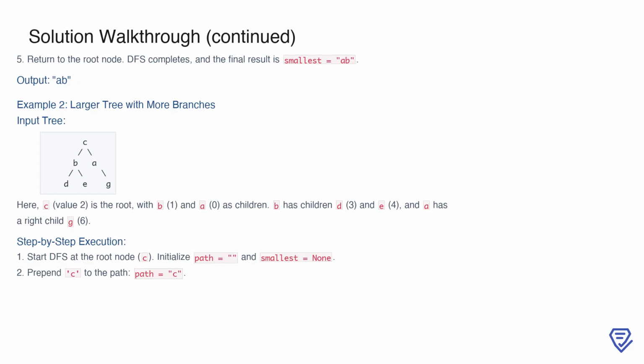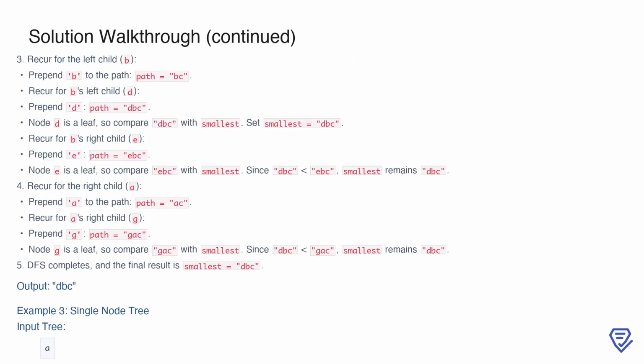Starting at the root node C, we initialize the path as an empty string and smallest as none. Prepending C to the path gives us path equals C. Next, we explore the left child of C, which is B. Prepending B to the path results in path equals BC. From here, we first visit the left child of B, which is D. Prepending D gives us path equals DBC. Since D is a leaf, we compare DBC with smallest and set smallest to DBC.